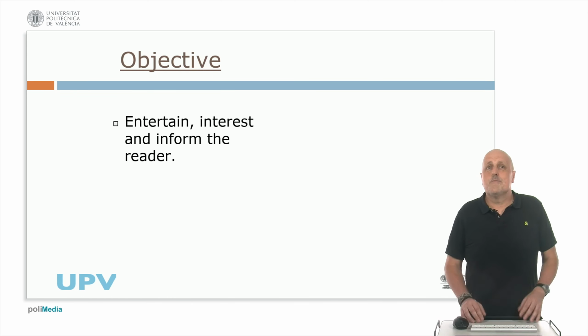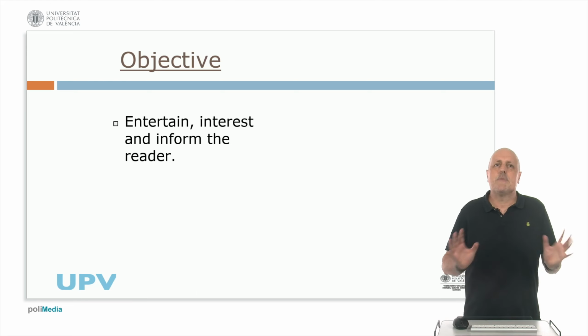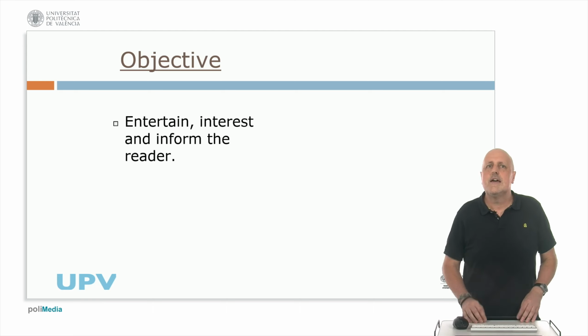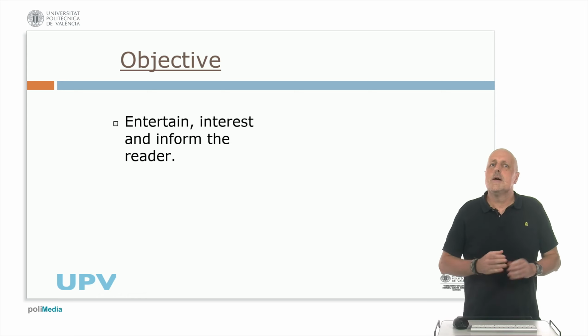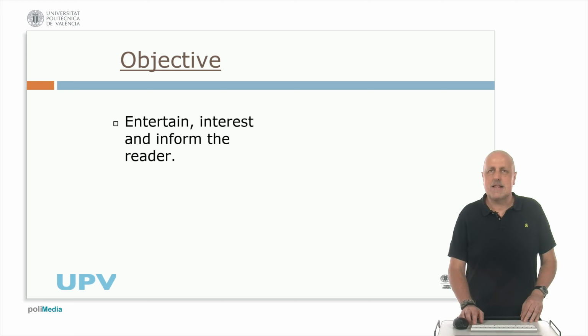The objective, very simple. It's to entertain, interest, and inform the reader. I said very simple, but it may be a strange mixture. An article is like a mix. It's not as formal as an essay. It's not as informal as an informal letter. It's a little bit of a mix, but you have to give information, but you have to entertain and interest the reader as well. So it makes it maybe a little bit more difficult because you have to try and find a mix of language to do this.